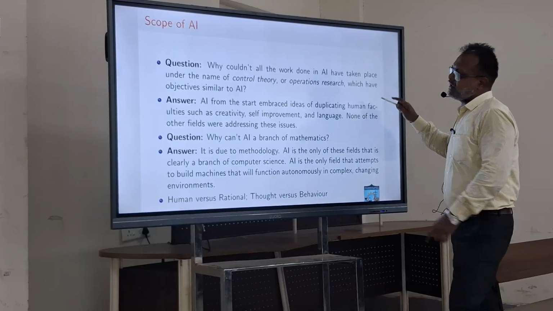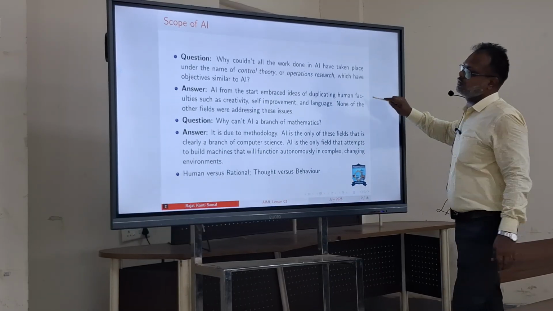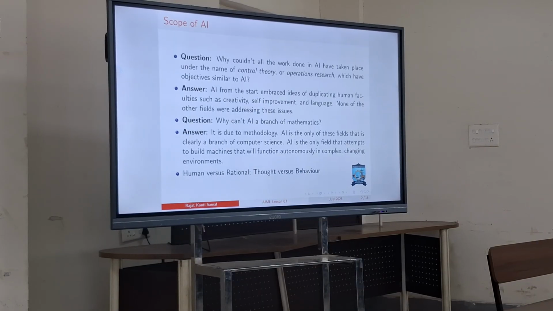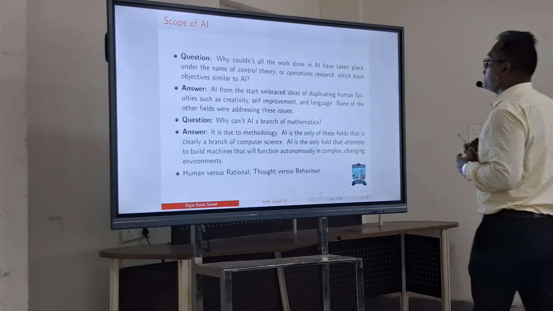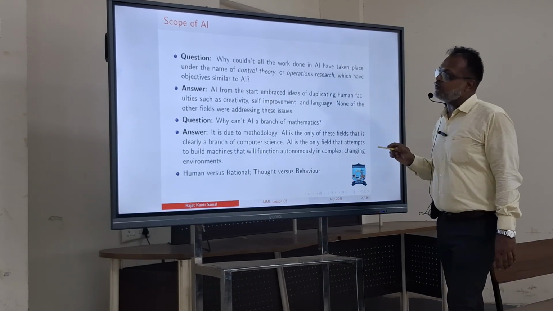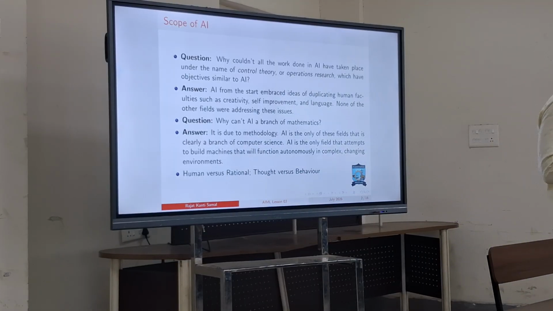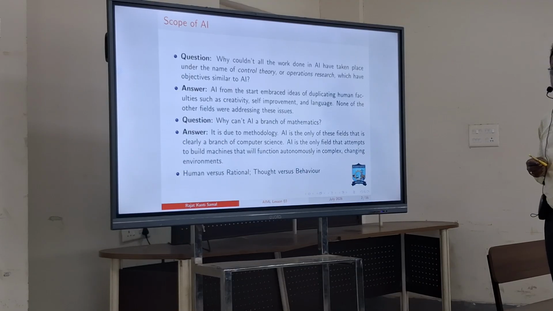So what exactly is the scope of AI? There are some questions from the Russell Norvig book. So what actually constitutes AI? What is the scope of AI? Why could not all the work done in AI have taken place under the name of control theory? Why can't we? Why do we say AI? Why don't we say control theory, though we are applying control theory, or we say operation research.